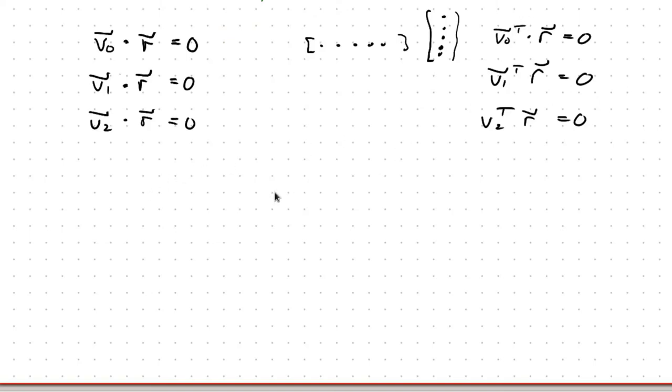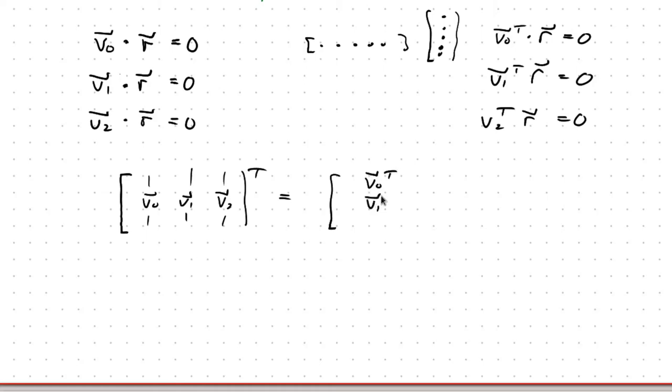So if I form a matrix where the first column is V0, second column is V1, and the third column is V2, if I take the transpose of this, then the first row will be the first column. So that's going to be V0 transpose. Second row is going to be V1 transpose. Third row is going to be V2 transpose.